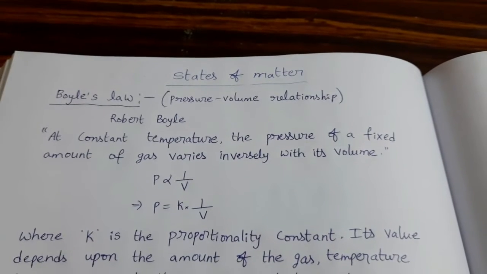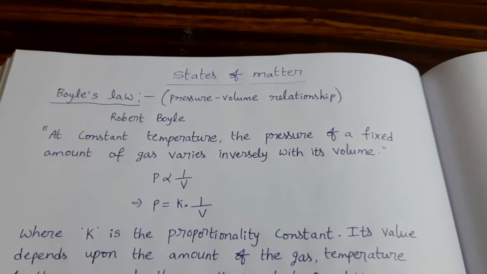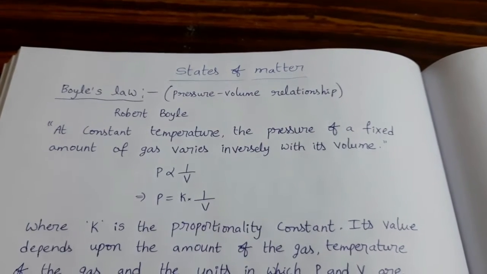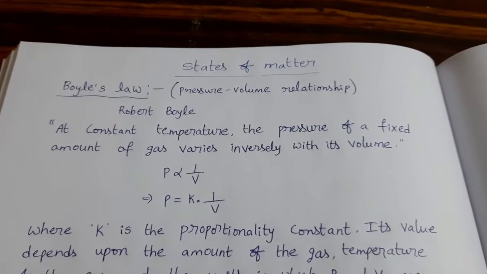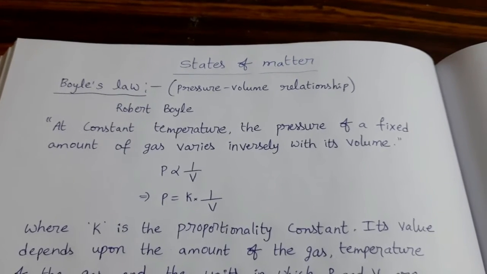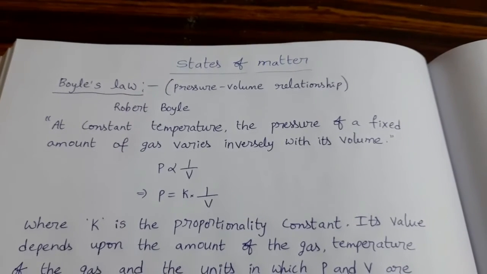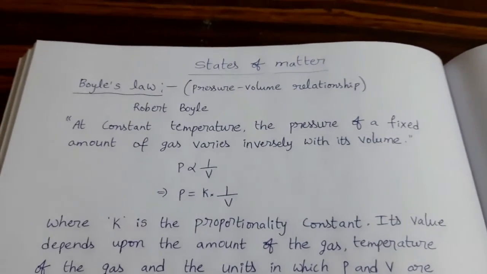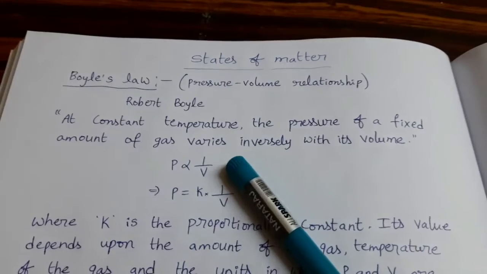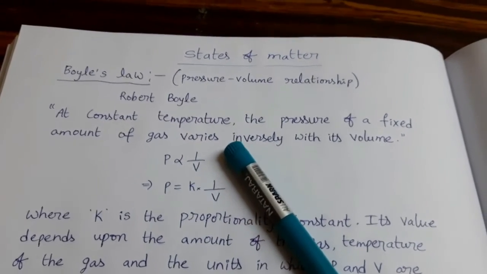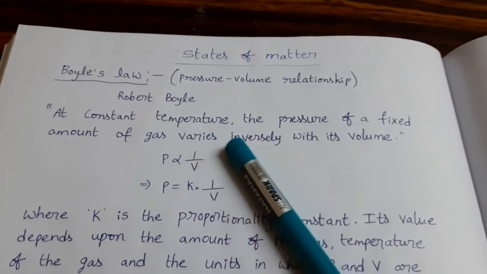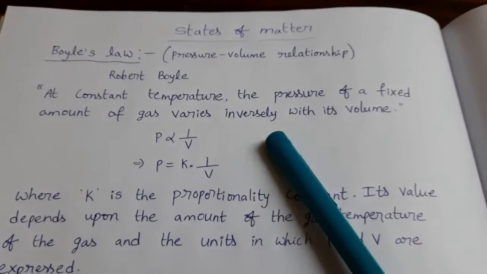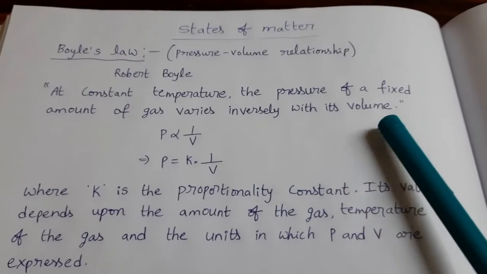These laws are experimentally proved based upon various types of experiments by different scientists. First one is Boyle's law. It gives the pressure-volume relationship. It was proposed by Robert Boyle based upon different types of experiments by taking various gases. He proposed this statement: at constant temperature, the pressure of a fixed amount of gas varies inversely with its volume.